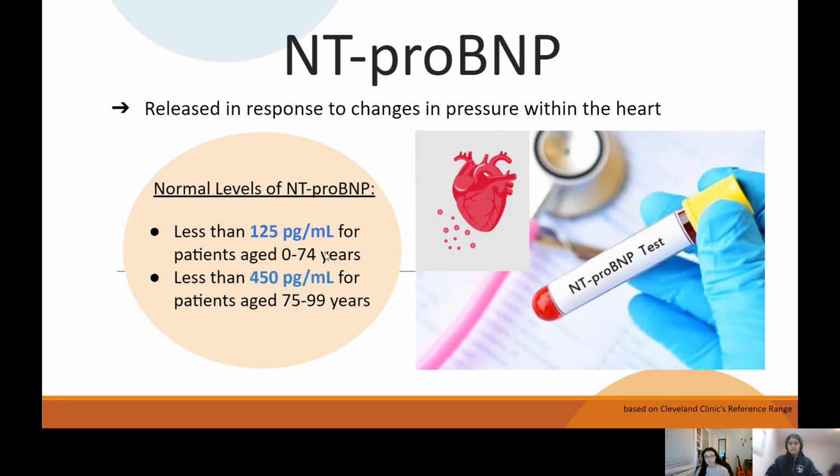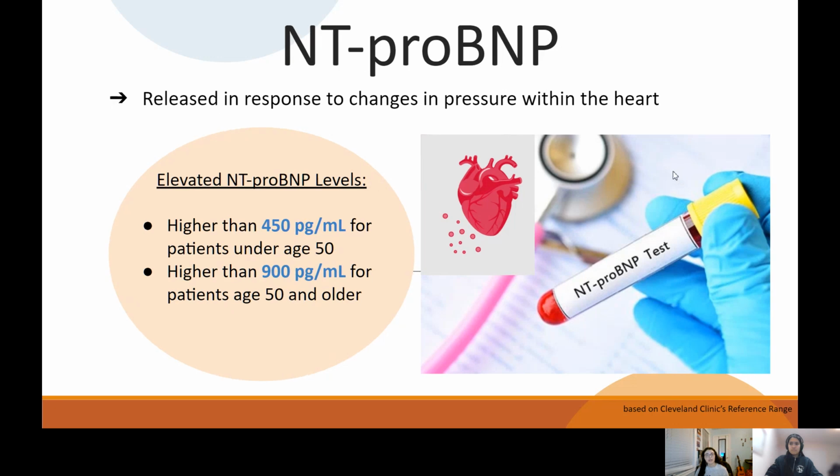So less than 125 picograms per milliliter if you're up to 74 years of age, or less than 450 if you're older than 75 years old. These are considered normal levels, again with the caveat that it depends on your overall condition. And elevated numbers that we would typically be a bit concerned about, maybe 450 picograms per milliliter if you're under 50, or higher than 900 if you're over 50.